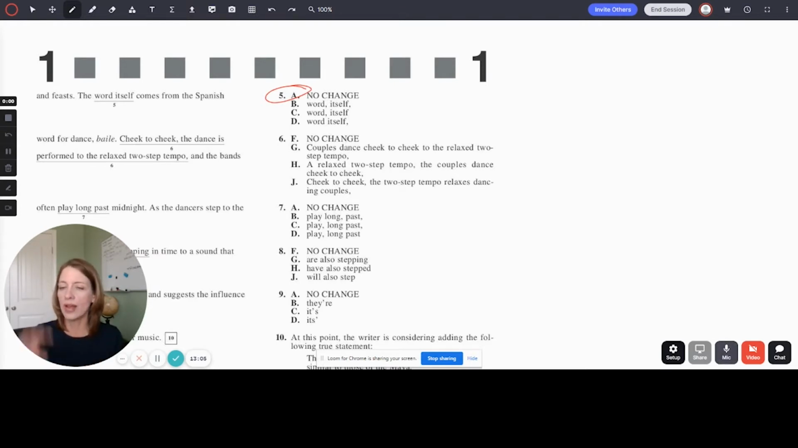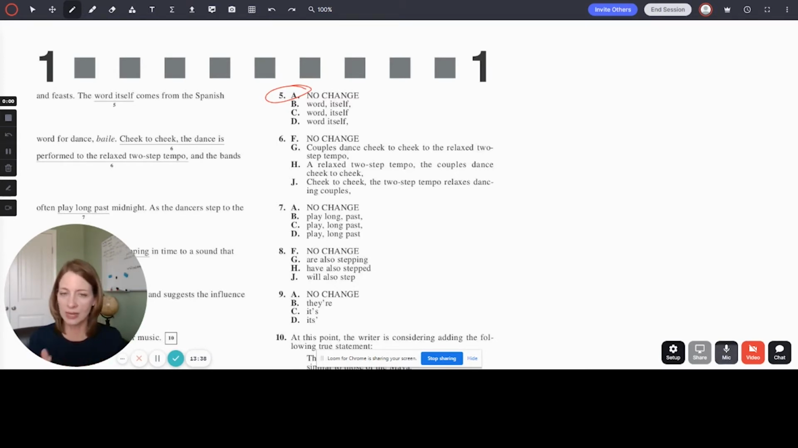Okay. So whatever's modifying needs to go right next to the thing that it's modifying. So cheek to cheek, dance. That one feels a little odd, but let's keep looking. Cheek to cheek, the dance is performed to the relaxed 2-step tempo. So I can make this decision based on that first part. I really don't have to read the rest to come up with a good answer for this. So couples dance cheek to cheek. Okay, so that feels better. To the relaxed 2-step tempo.